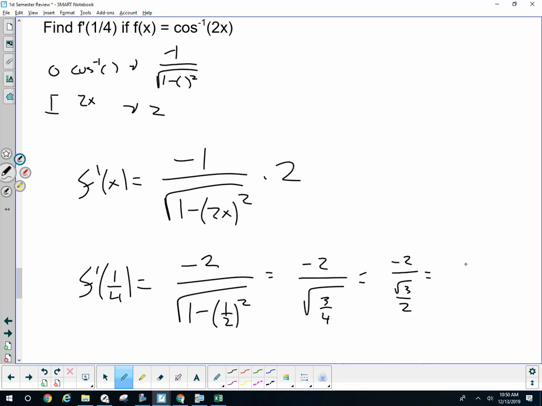And this can simplify to be -4 over root 3, or -4 root 3/3. 1 minus 1/4 is 3/4. Yep.